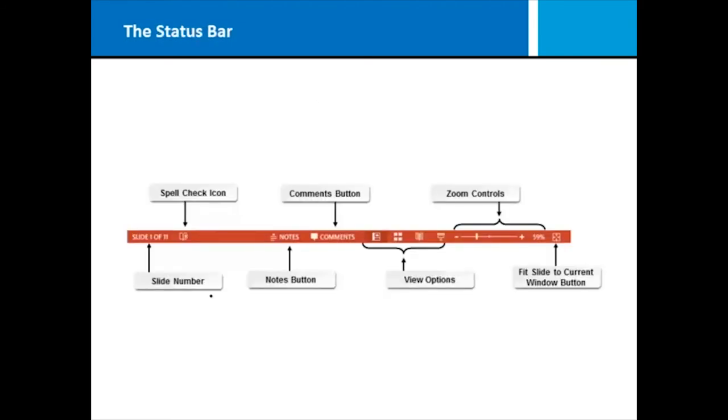Now the status bar is at the bottom of your screen, and this is a very valuable area because it allows you to see at a glance what number slide you're on. If you've got 100 slides and you're on slide 80, for instance, it also gives you a quick way to get into spell check. Notes are something that you add to prompt yourself as you're giving the presentation what you want to say in that particular slide.